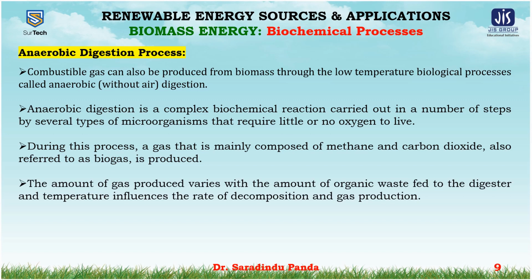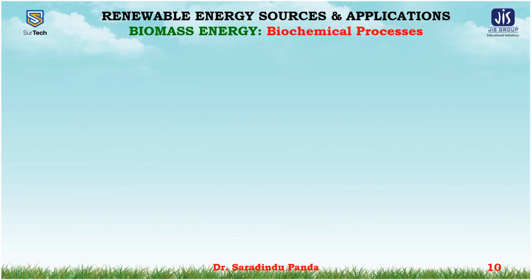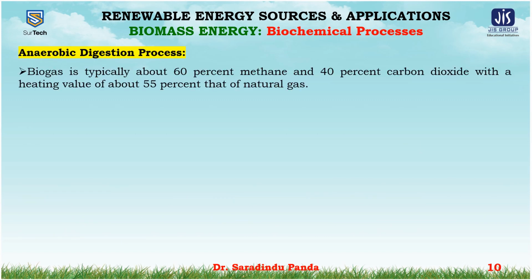The amount of gas produced varies with the amount of organic waste fed to the digester, and temperature influences the rate of decomposition and the gas production. Biogas is the common name for the gas produced either in specifically designed anaerobic digesters or in landfills by capturing the naturally produced methane. Biogas is typically about 60% methane and 40% carbon dioxide, with a heating value of about 55% that of natural gas.